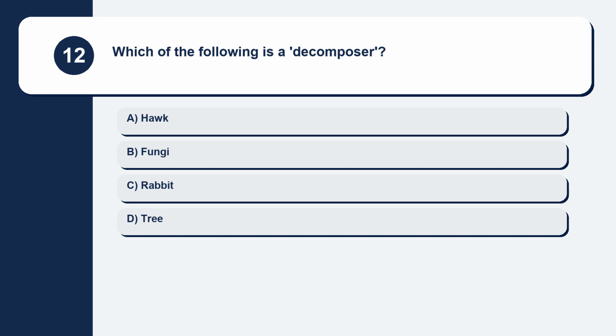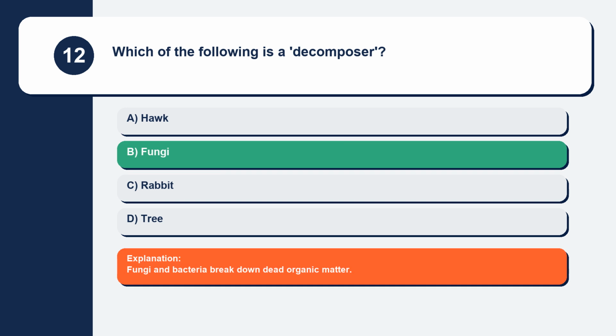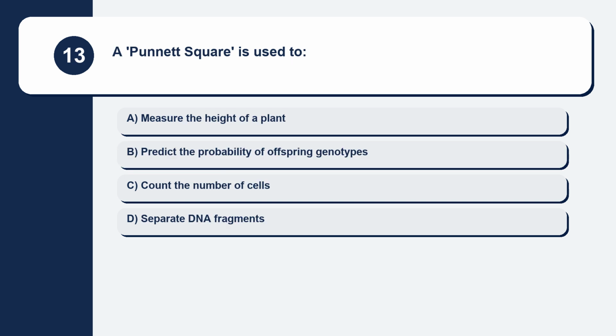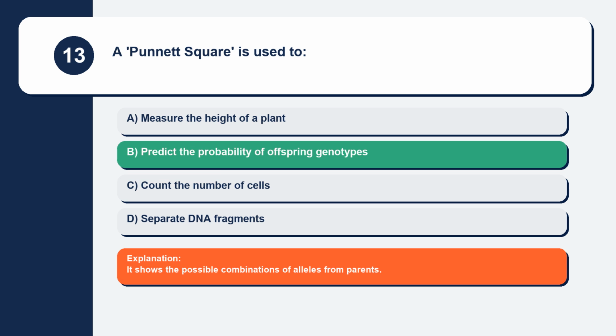Question 12. Which of the following is a decomposer? Hawk, fungi, rabbit, tree. Fungi and bacteria break down dead organic matter. Question 13. A Punnett square is used to measure the height of a plant, predict the probability of offspring genotypes, count the number of cells, separate DNA fragments. It shows the possible combinations of alleles from parents.